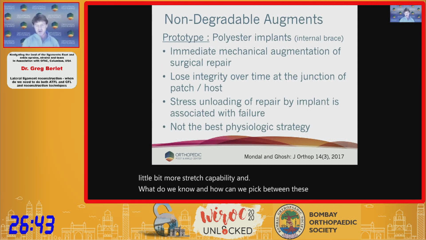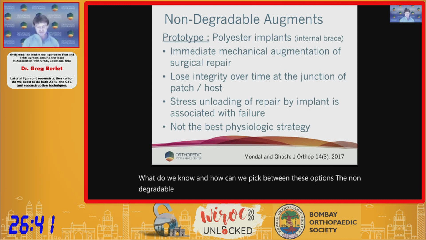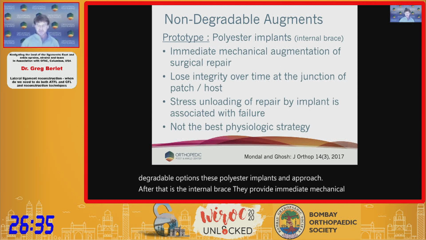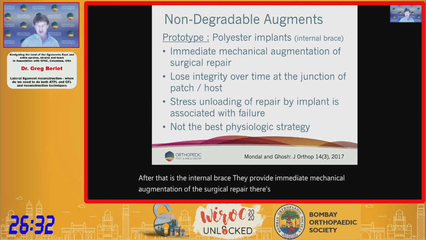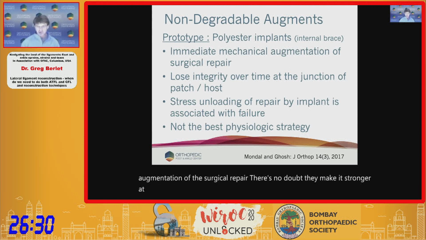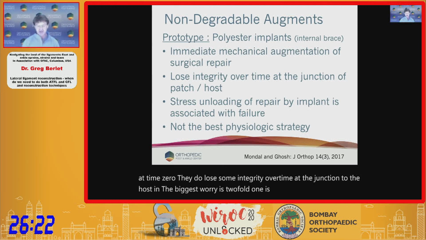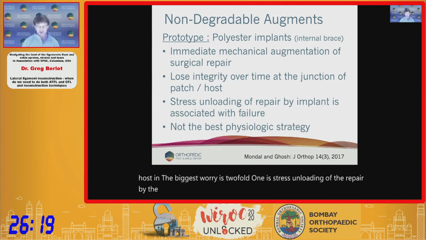Well, the non-degradable options, these polyester implants, and the prototype for that is the internal brace, they provide immediate mechanical augmentation of the surgical repair. There's no doubt they make it stronger at time zero. They do lose some integrity over time at the junction to the host. And the biggest worry is twofold. One is stress unloading of the repair by the implant is associated with failure. So it's not physiologic. It's not sharing the load with the host tissue. And that's probably my biggest beef with it.